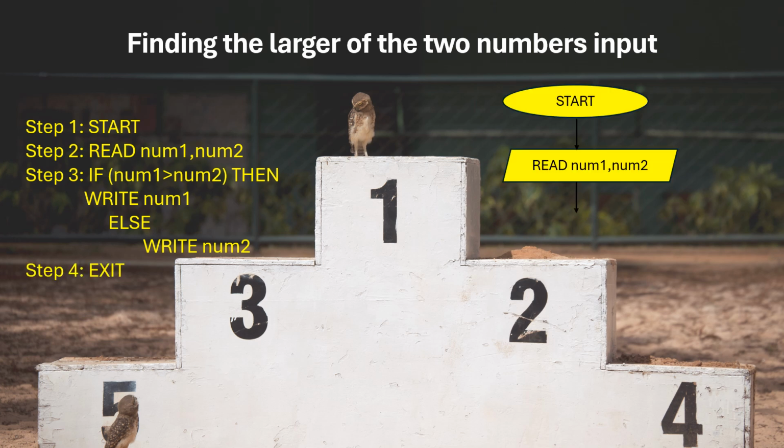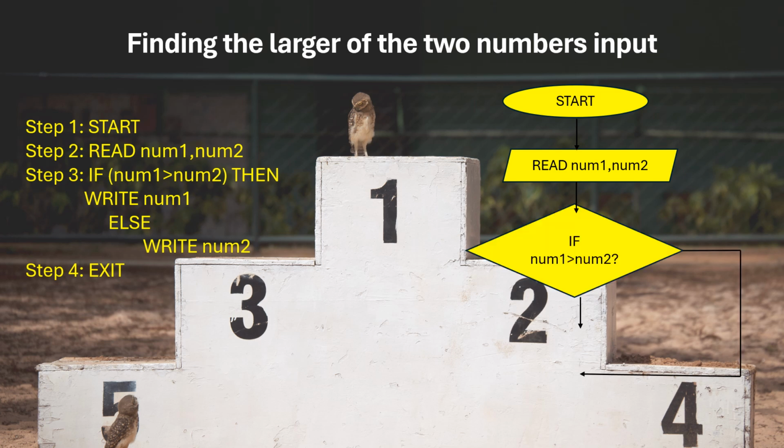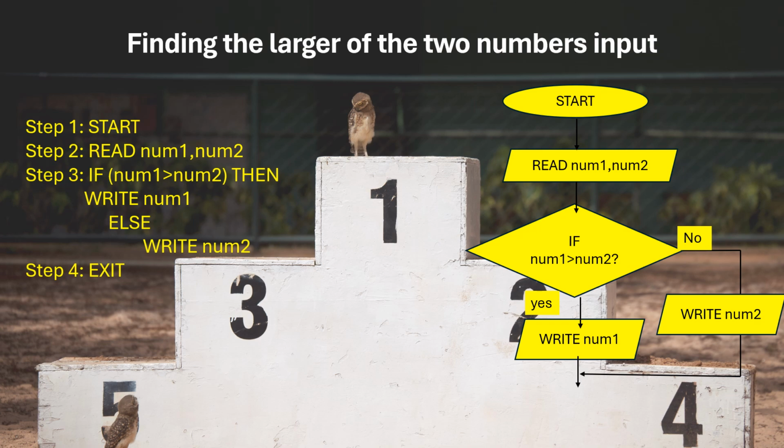Moving on to the flowchart: start, read num1, num2 within a parallelogram, decision: if num1 is greater than num2. If it's a no, then write num2, and if it is a yes, then write num1, and both of them would proceed to exit.